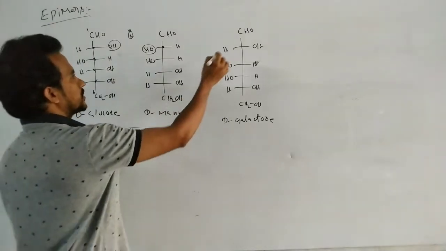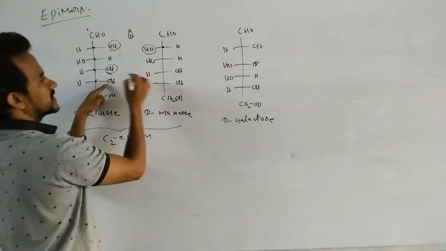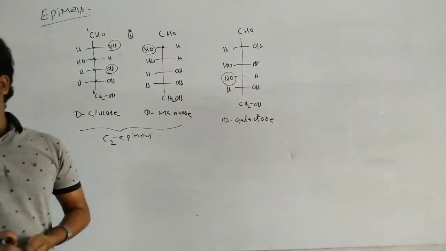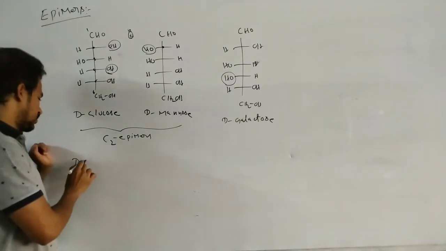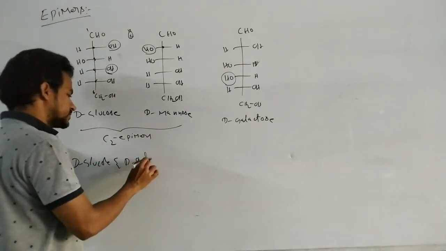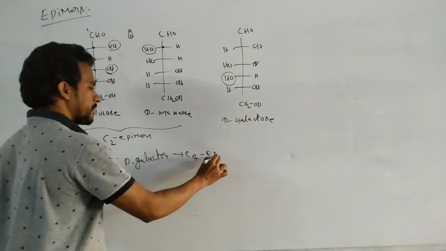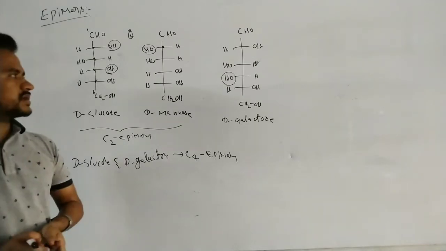A different configuration with glucose at the fourth carbon. Here there is an OH on the right side, here OH on the left side. So D-glucose and D-galactose are the C4 epimers. Okay? They have only different configuration at the one carbon.